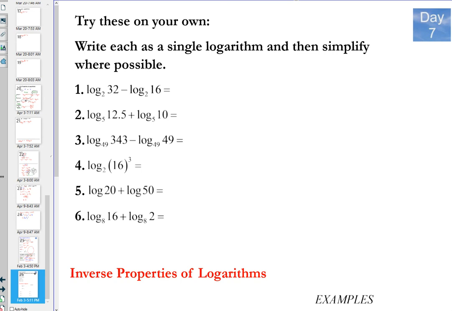It would work, but you're not going to get that very often. It just happens that you're lucky that both separate logs have common bases. I would follow the order of operations: parentheses first, log, and then simplify. But yes, that would actually work.